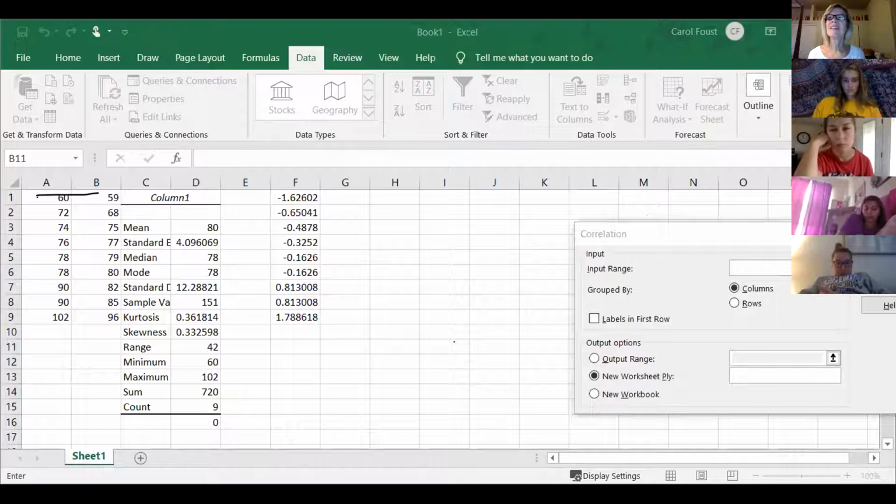What are you seeing? Are you guys seeing the Excel? Oh, okay, good. I just want to make sure you still weren't seeing the data table. Okay.